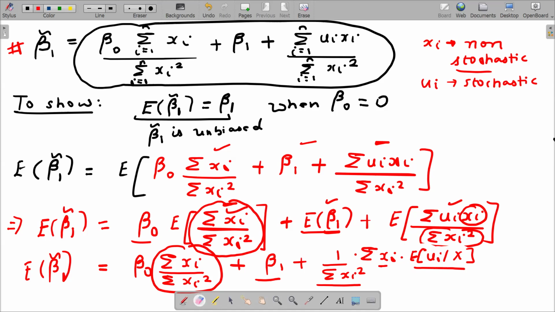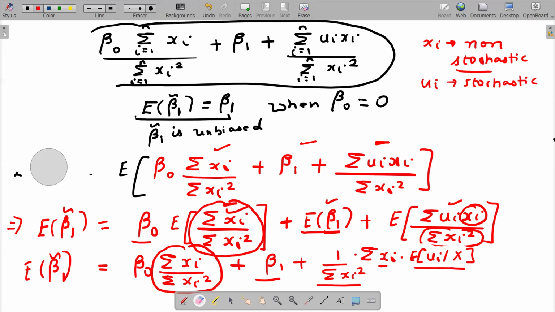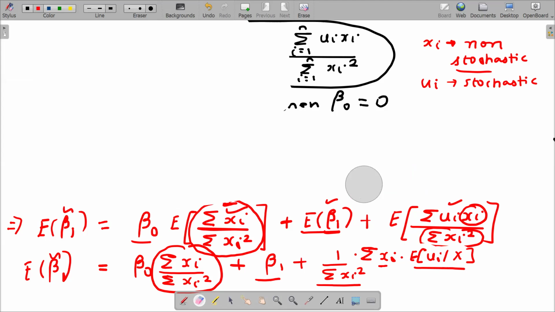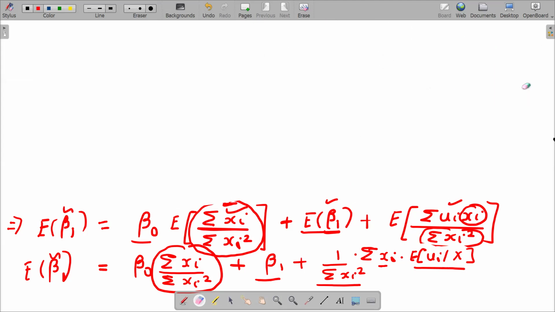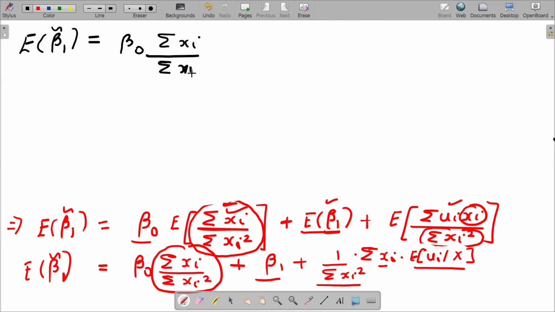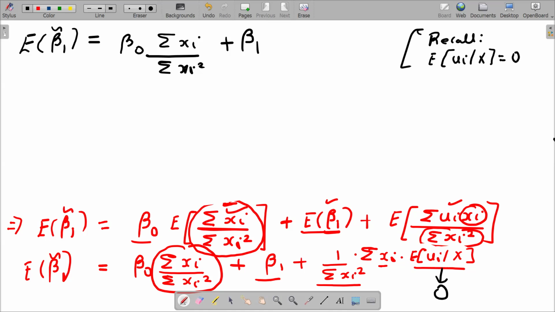Okay, so if I erase all this off in the beginning, I can write expected value of beta 1 tilde is equal to beta naught times summation xi over summation xi square plus beta 1. Now, guys, this is 0. Remember, recall that expected value of ui conditional on x is equal to 0, one of the assumptions of the classical linear regression. So this is my answer for expected value of beta 1 tilde.